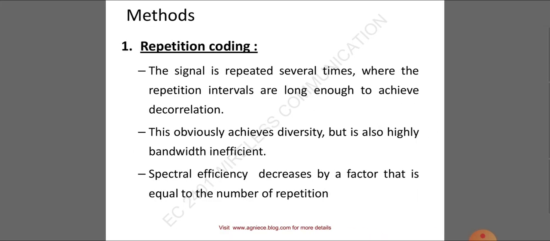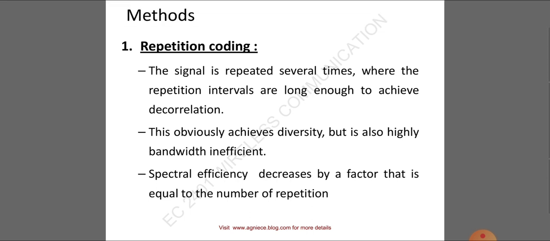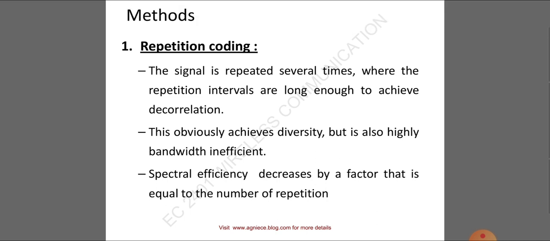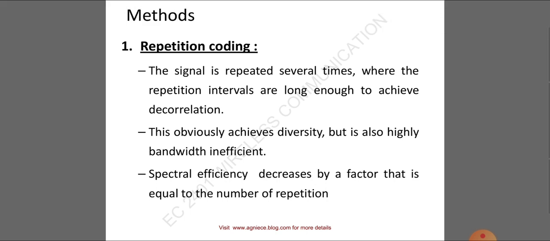The methods in the time diversity are, the first one is repetition coding. The signal is repeated several times where the repetition intervals are long enough to achieve decorrelation. So this will achieve the diversity but is also highly bandwidth inefficient. The spectral efficiency decreases based on the number of repetitions.